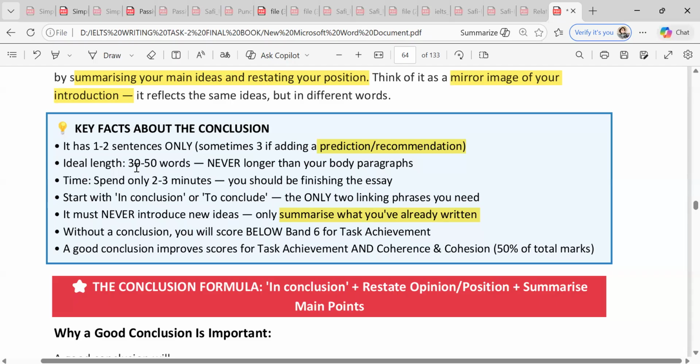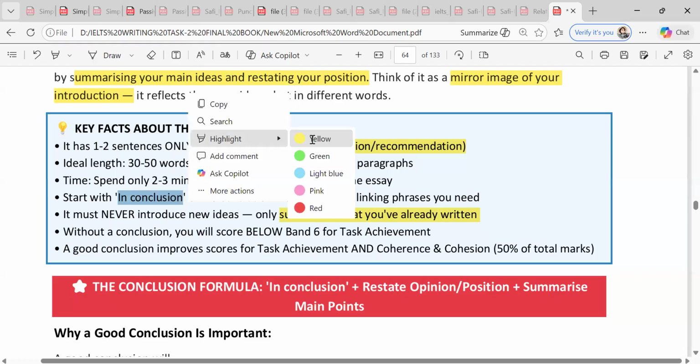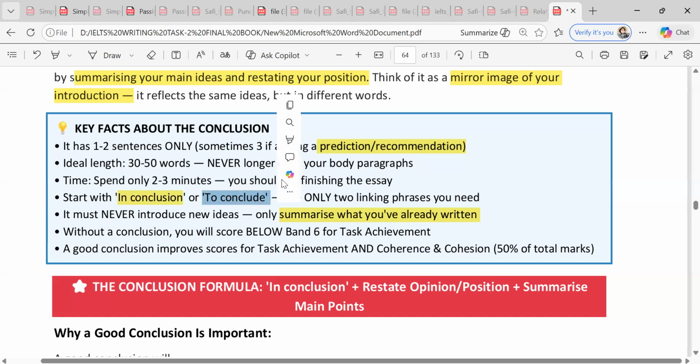So what did we study? Number one, this is the shortest paragraph, with an ideal length of 30 to 50 words, and the time you may spend is 2 to 3 minutes only. You should finish the essay, and then we can start our conclusion paragraph with In conclusion or To conclude. Either you can say In conclusion or To conclude. These are the only two linking phrases, okay?